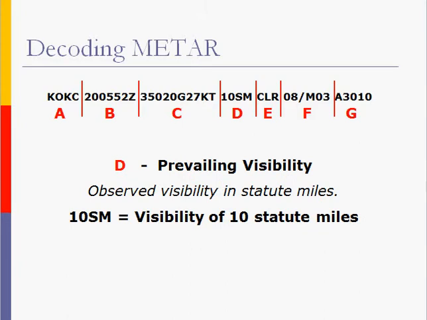The next 4-character code, D, gives information about the prevailing visibility. That is, how far an observer at the station can see with the naked eye. Haze and fog can reduce visibility. So for this little piece of information, the first two numbers give you the visibility in statute miles. And that's what the last two characters stand for. So for this particular example, we can see that the visibility was 10, given by this number, statute miles. That's what the SM stands for.